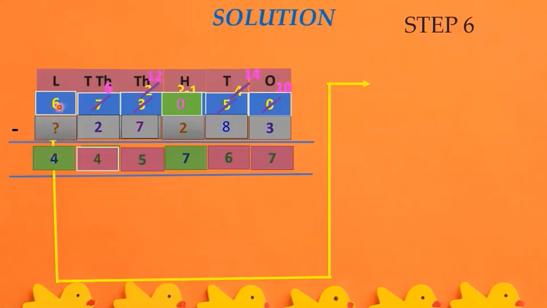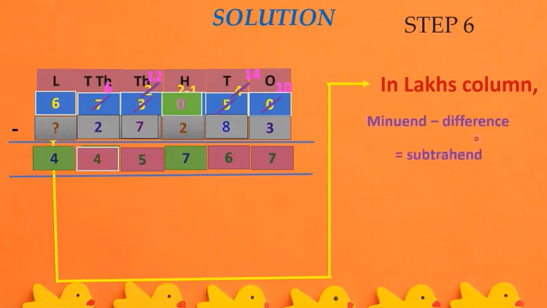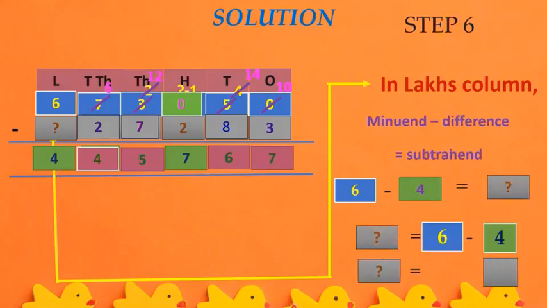Lakhs place. Here minuend is there. Subtrahend question mark and difference is there. And we know that minuend minus difference is equal to subtrahend. So we are going to do directly. 6 minus 4 is equal to how much it is? 2. Right? So 2 will occupy. Yes, children. So like this we have to fill up once again. One more is there. Let us see that.